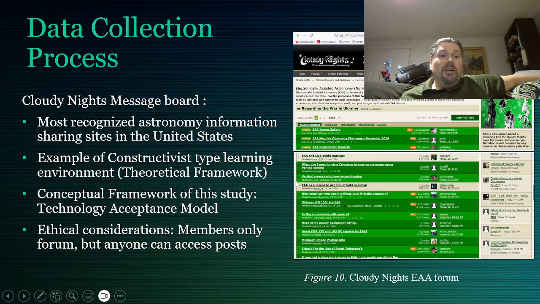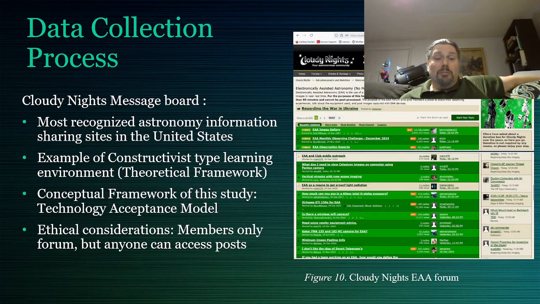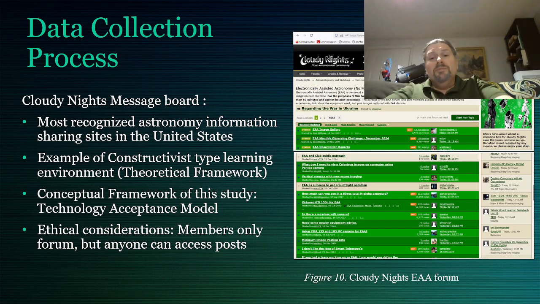So for the data collection process for questions 1 through 2A, we're using the Cloudy Nights message board. It's the most recognized astronomy information sharing site in the United States, and it's also widely used in other parts of the world. There are a lot of amateur astronomers from different backgrounds. Some of them are former professional astronomers. Some of them are in education themselves. Some people are retired. But they all do astronomy.